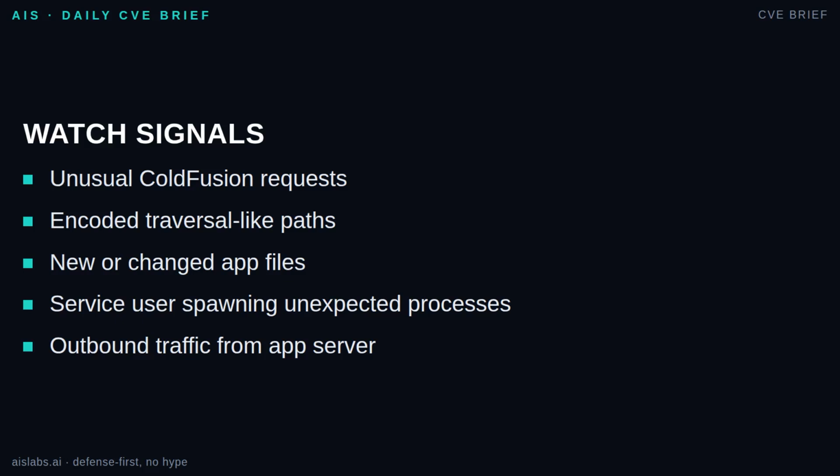On the host, watch for new or modified files in application-accessible directories, unexpected changes to configuration, and file access outside normal application areas. Process monitoring is also important. The ColdFusion service user should not normally launch unexpected child processes or administrative tools. Finally, monitor outbound connections from the application server. A ColdFusion server that suddenly initiates unfamiliar external connections or unusual internal lateral traffic should be treated as a potential incident signal, especially if the host was unpatched during known exposure.